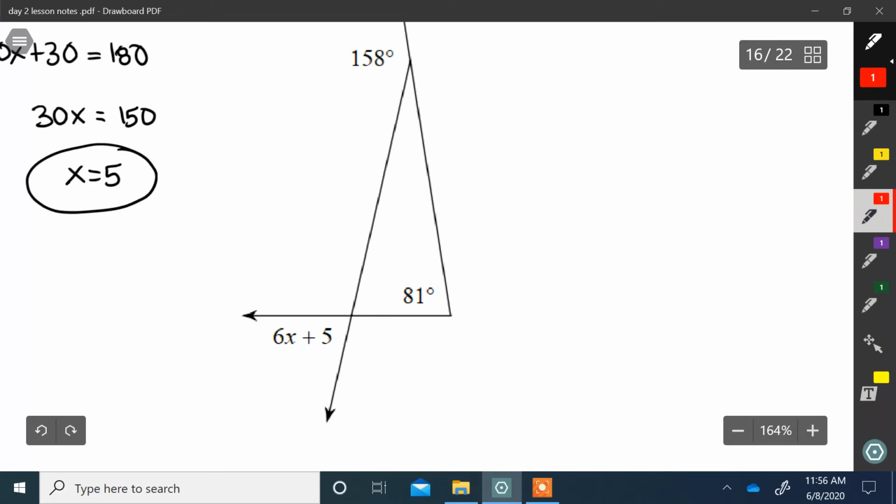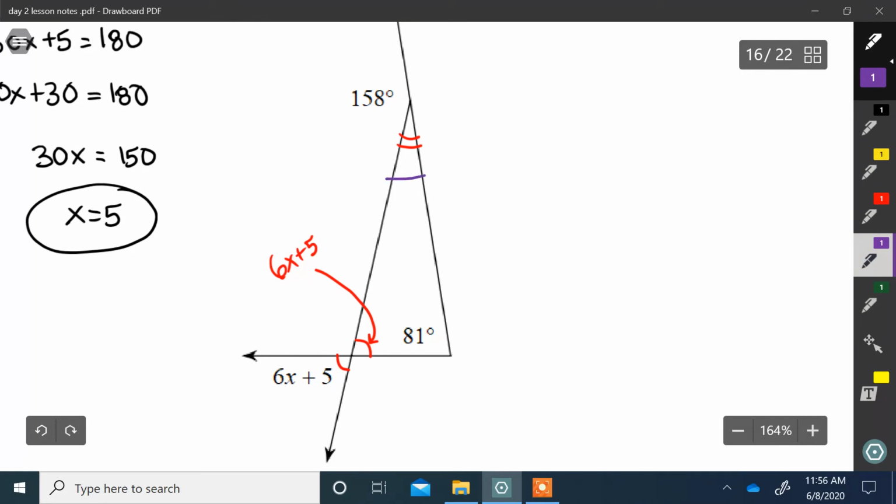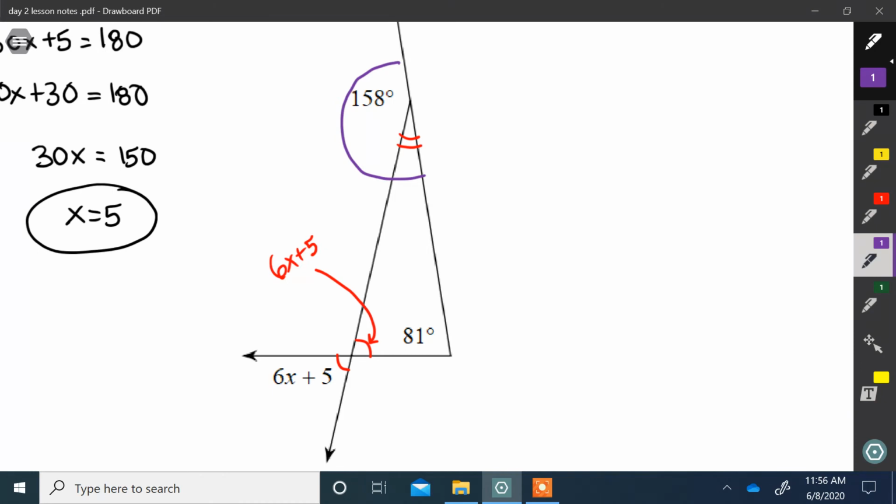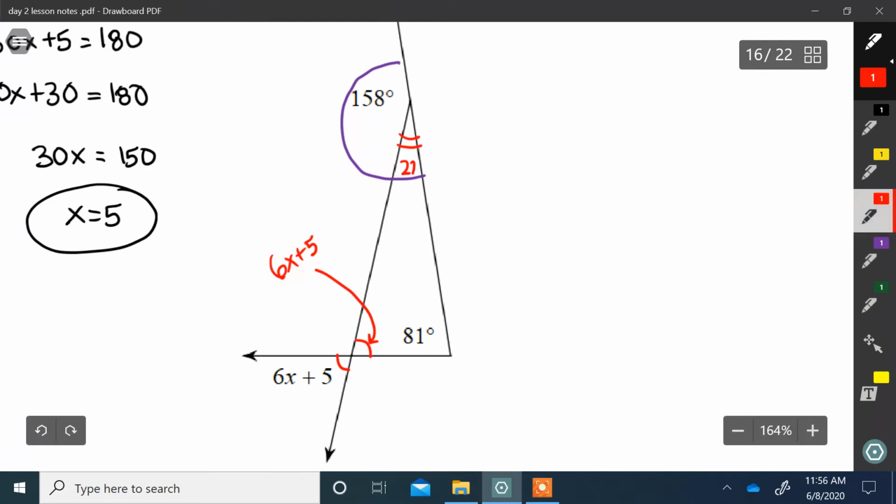Okay, same idea with this one here. This right here is 6x plus 5. What will this be right here? Well, I know that all of this is 180. So 180 minus 158 is equal to 22. So this right here will be 22.